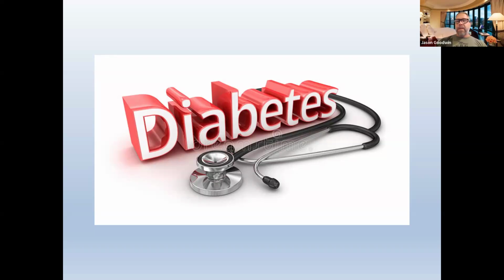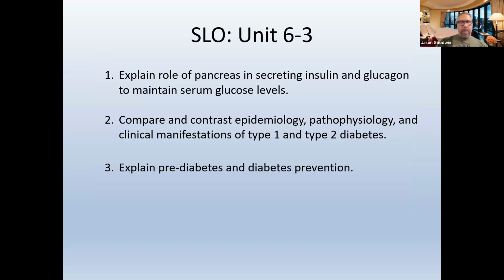So, diabetes, you're already learning quite a bit about it in your world. And diabetes is an amazing process. We're going to learn about it.